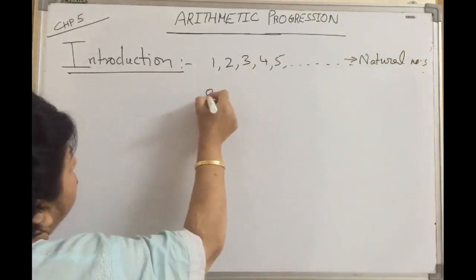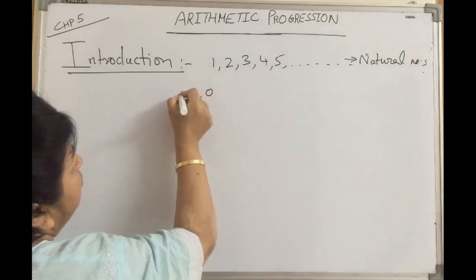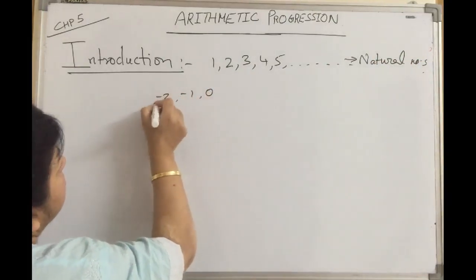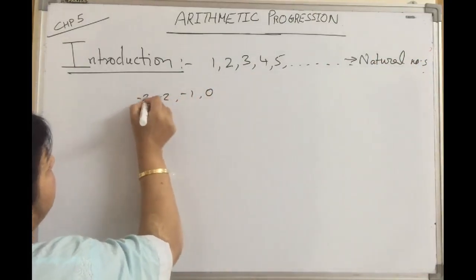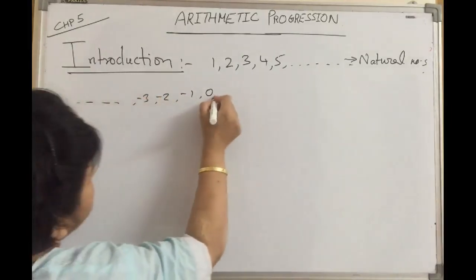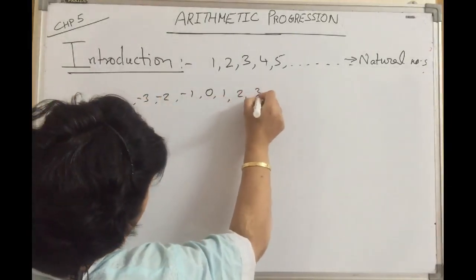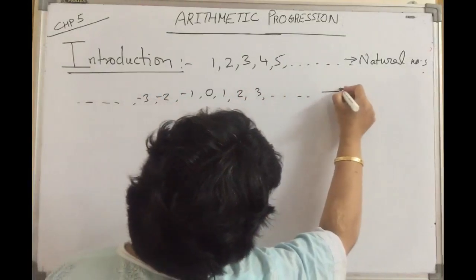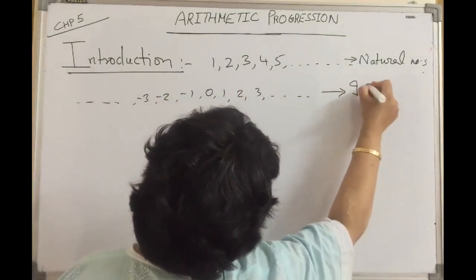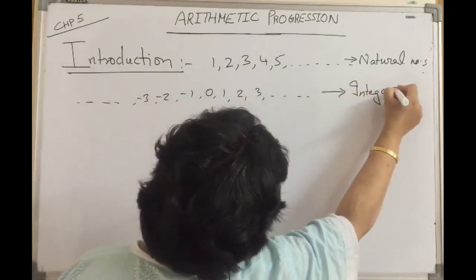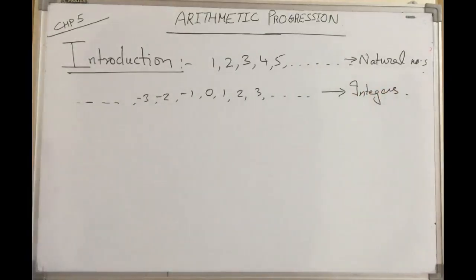If we go towards the left, we have negative numbers and we have positive numbers. These are your integers. Similarly, if with the counting numbers you add 0, it becomes whole numbers. So all these are sequences of numbers.